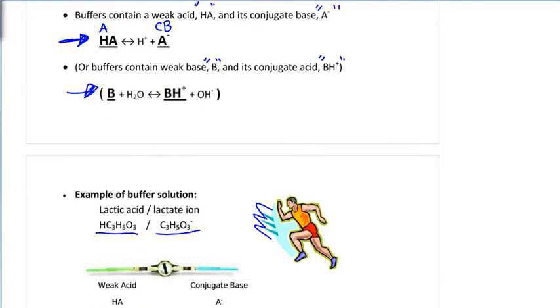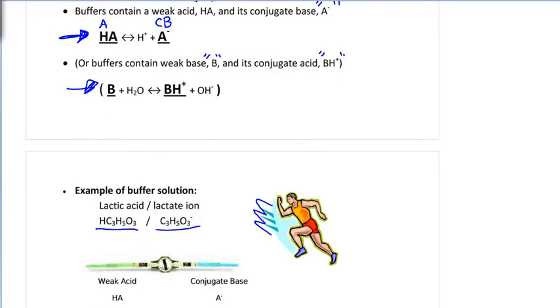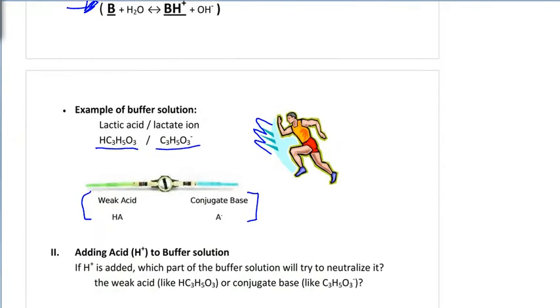You could kind of think of it like a double-edged lightsaber. What the buffer will do is either send out the weak acid component or send out the conjugate base component in order to tackle whatever acid or base we add to the system. So it's trying to undo or neutralize whatever is added to that buffer solution. So if you add acid to a buffer solution, let's think for a second. Which part of our buffer system will we try to send out to neutralize it?